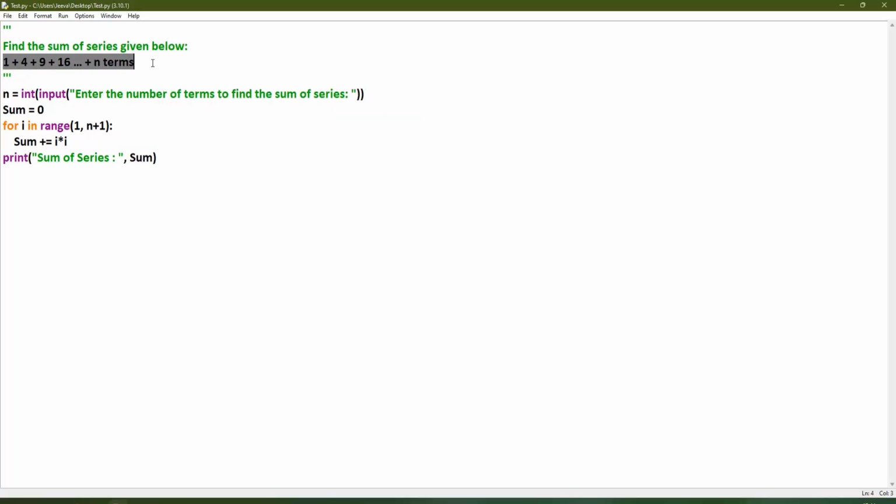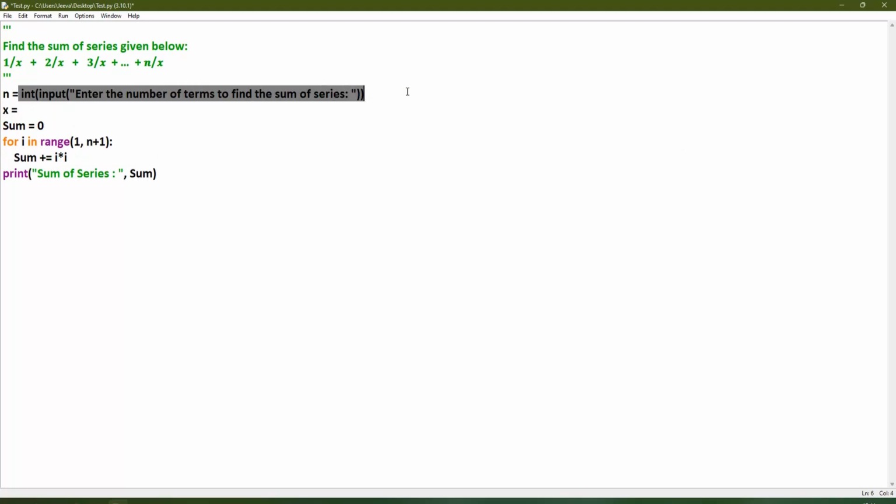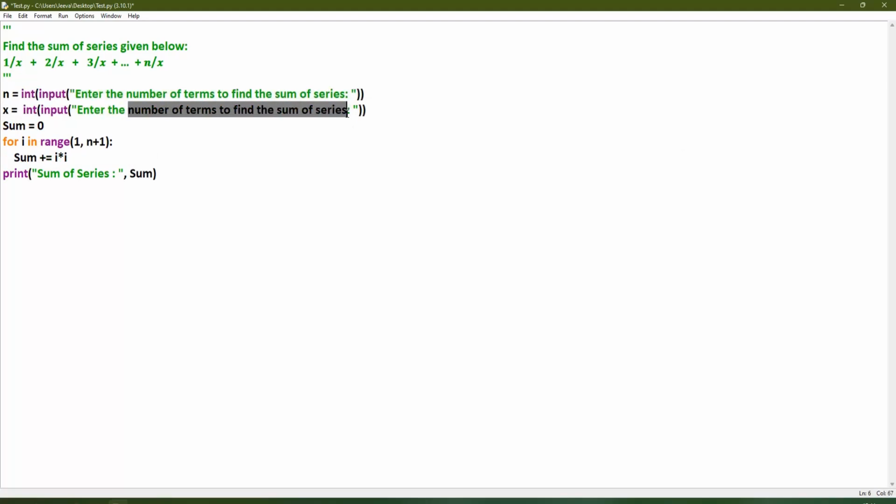Now let us consider this term: 1 by x plus 2 by x plus 3 by x plus until n. So for n, there is already an input statement. We need x. So let us take x is equal to the input value for x.